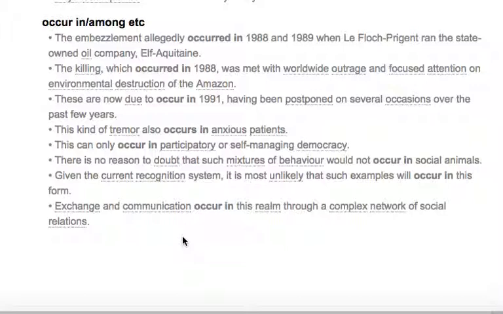That's it. That's enough on the word occur. It's a verb. It's one of the top 60 academic words in the English language. Practice using it. You can use it for almost any topic.